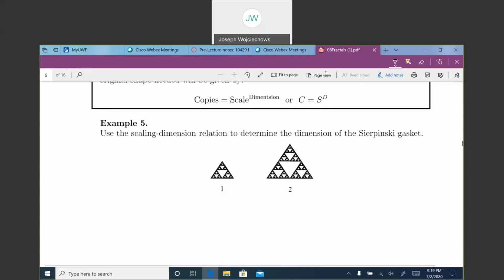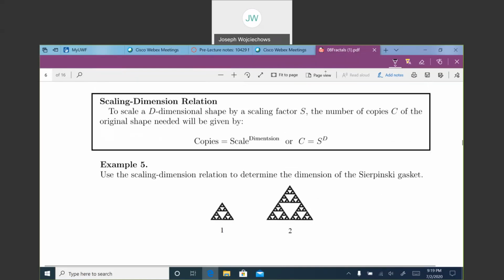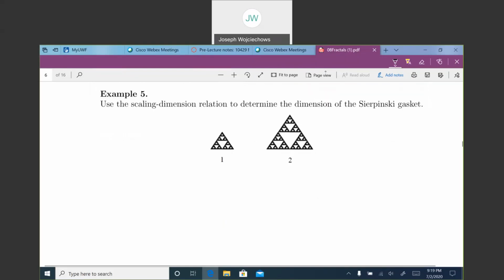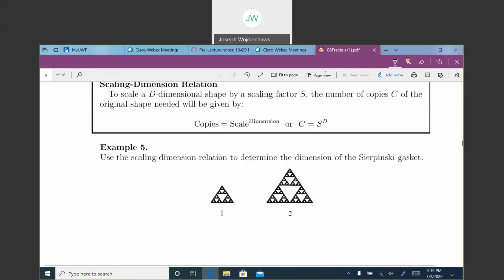So let's see. We have a scale of 3. We have copies of 3. We have a scale that is 2 wide. And what we don't know is the dimension. So 3 equals 2 to the D.